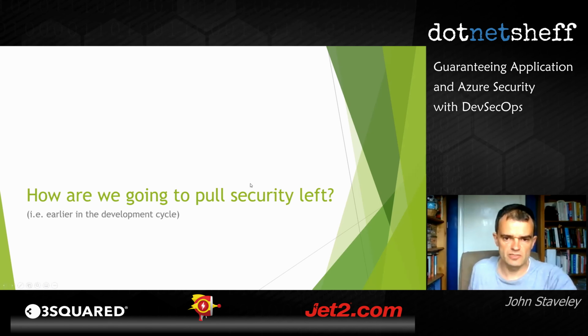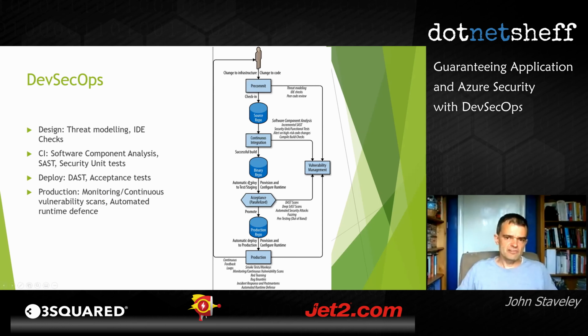So how are we going to do pull left security? This diagram's lifted from a book, which encapsulates most of my process. I'm perfectly happy to credit at the end. So here we've got a developer, and he's considering doing some changes to some code. At that stage, you're doing threat modeling, doing IDE checks.